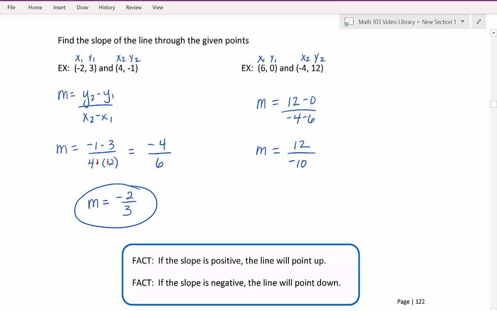And again, we want to simplify our fraction. This one simplifies by 2 as well. We get our slope to be -6/5.